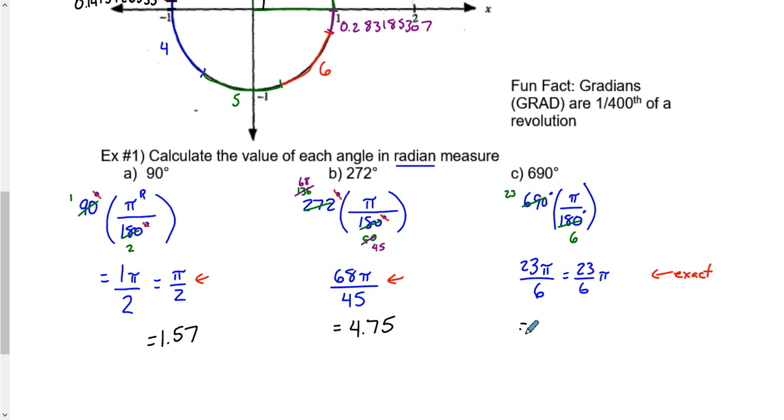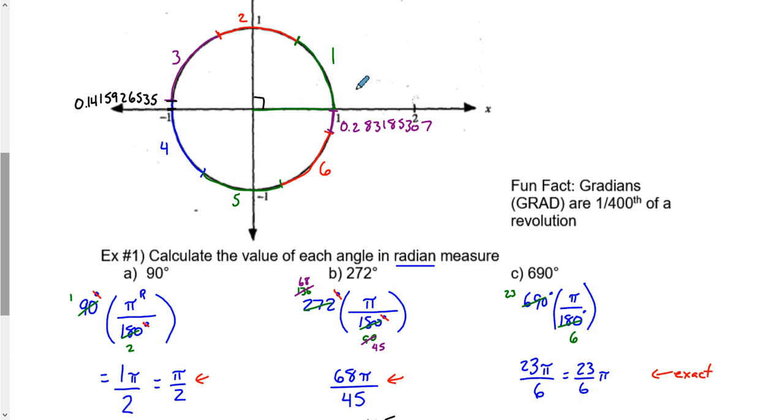All right, 690. Well, 690 is one full revolution and then another partial. Let's see, would put us about back to here. So we'd have 1, 2, 3, 4, 5, 6. A seventh one would put us about here. 8, 9, 10, 11, probably around 12, maybe a little bit more.